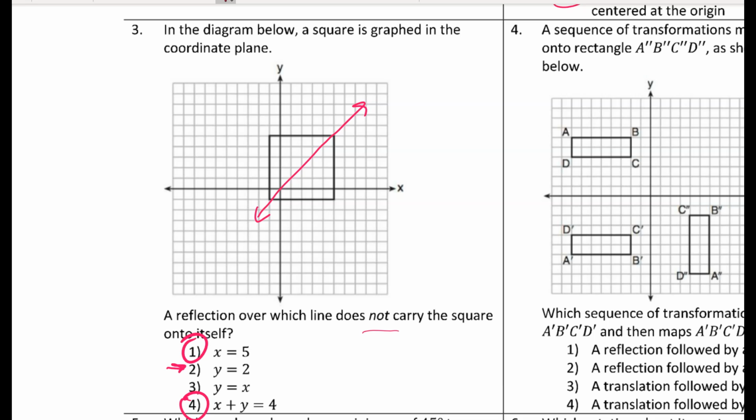And then for the last one, if I end up subtracting x on both sides, I'm left with y equals negative x plus 4. So that's a line with a y-intercept of 1, 2, 3, 4, right up there, and with a slope of negative 1. Of course, you could always type that into your calculator. And that goes along the other diagonal there, and that's also a line of symmetry, so the square would carry onto itself over that transformation.